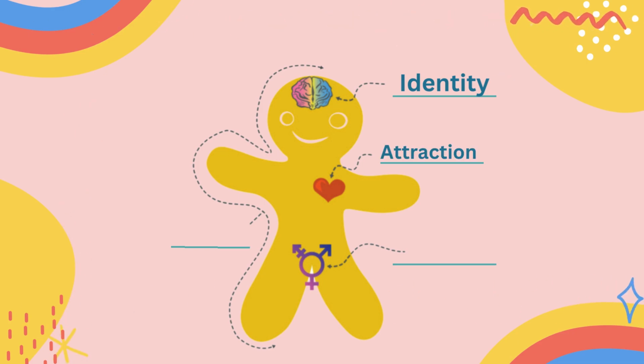Next, we have attraction. This is the different ways that we feel pulled to other people, often categorized based on our gender and the gender of those we're attracted to. This category is most often referred to as sexual orientation.